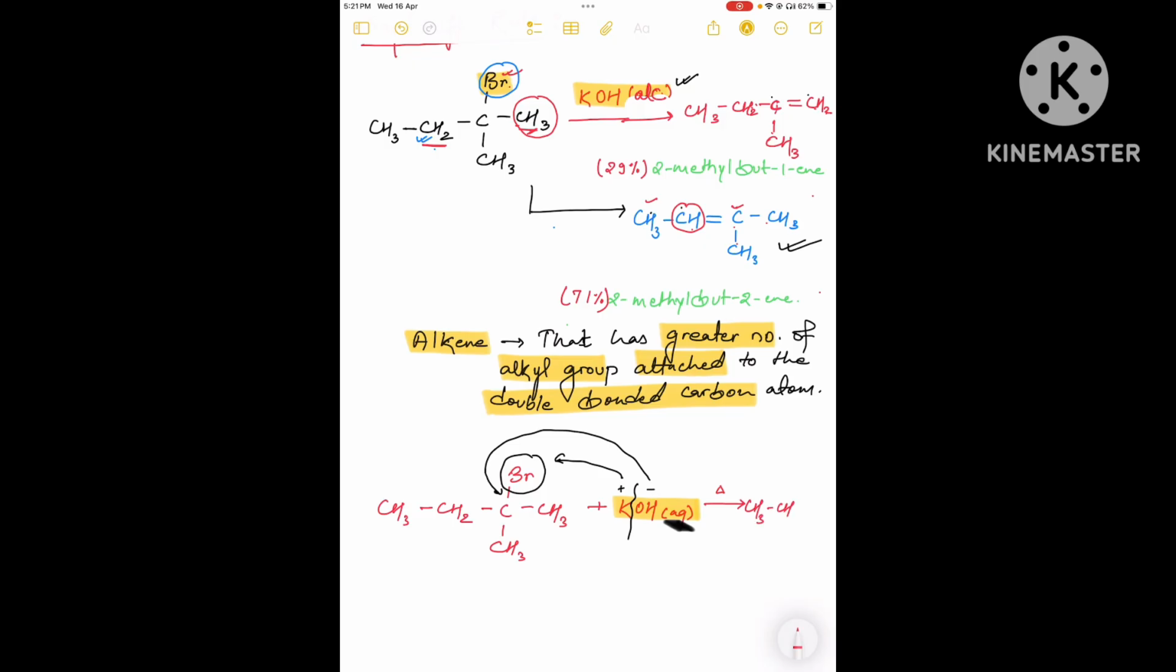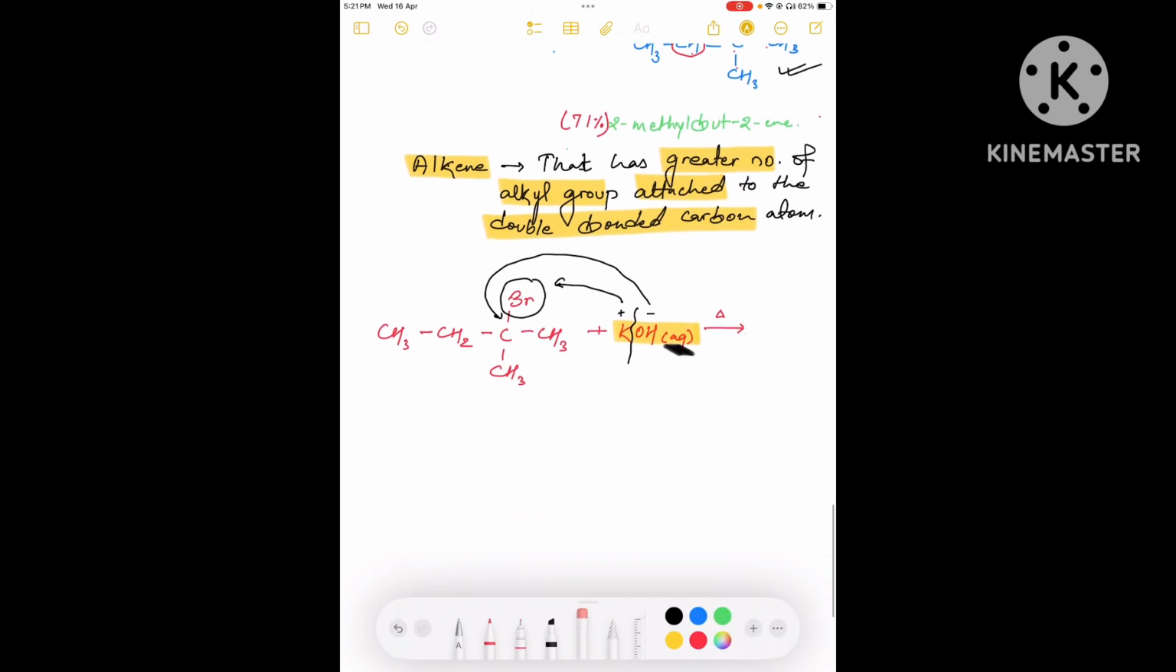The product formed will be something like this: CH3, CH2, C, CH3, CH3, and here will be OH. So basically what you need to understand is that when you treat it with aqueous KOH, a hydroxyl group will come. And when you treat it with alcoholic KOH, an alkene will be formed. So don't get confused between aqueous potassium hydroxide and alcoholic potassium hydroxide. The products formed will be different. In this situation, you will have a hydroxy group or alcohol. And in alcoholic KOH, you will have an alkene, or there will be a dehydrohalogenation reaction.